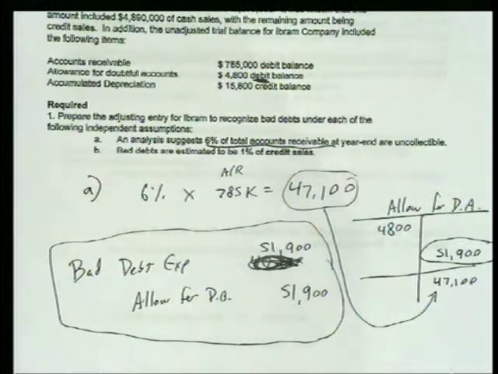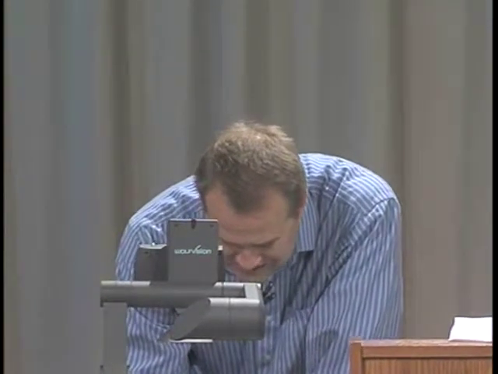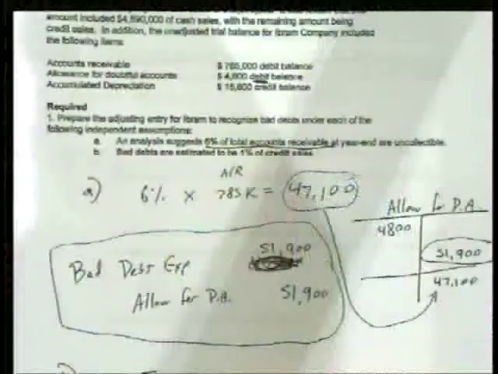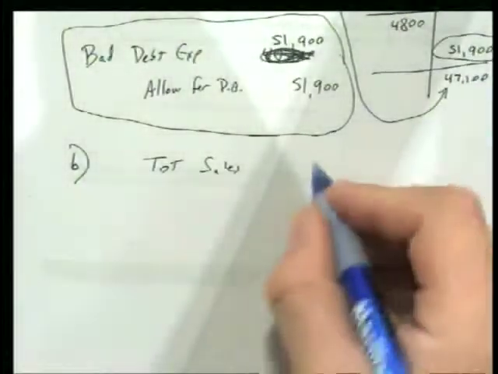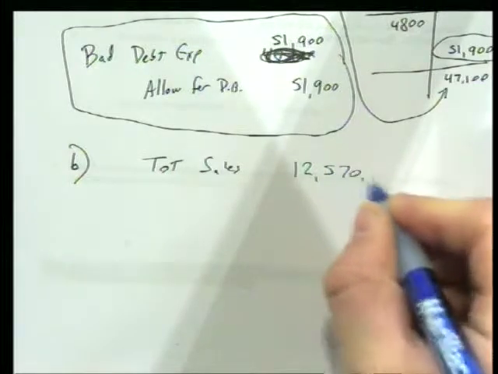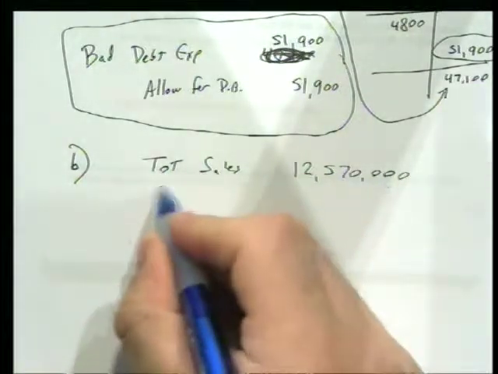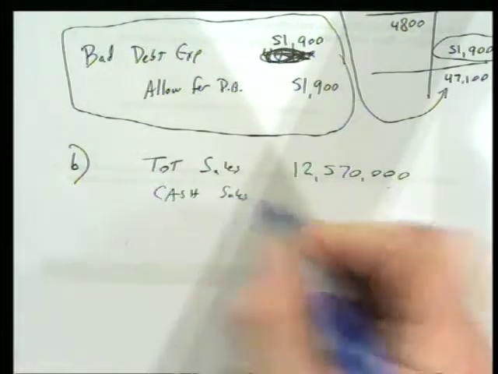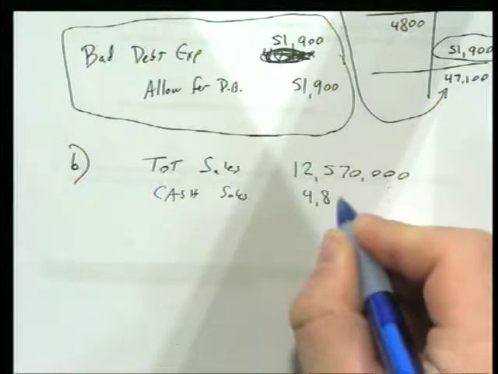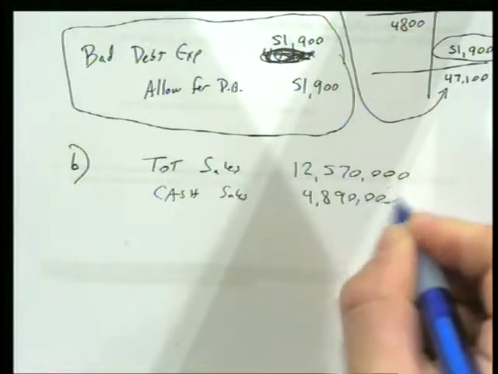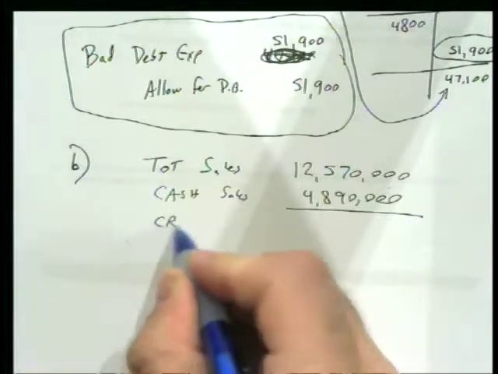Okay, if not, let's go ahead and do B, which says that 1% of credit sales is what our bad debt will be estimated at, okay? Well, all right, we know that our total sales are $12,570,000, correct? And we know that our cash sales are $4,890,000, correct? Thus, we want to know our credit sales.